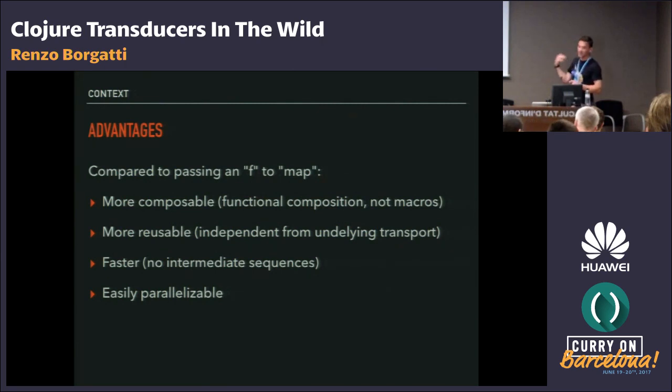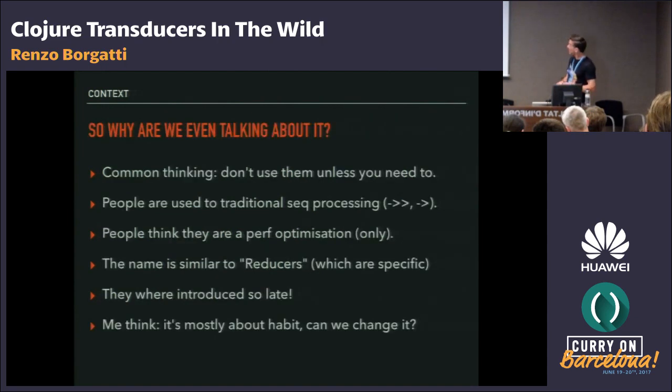For this reason, they are also more reusable. You can adapt them to different transports, so you can use them on the collections that the standard library gives you, but you can also use them on other things. It's also faster because it removes the intermediate sequencing, and it's also easily parallelizable. And we're going to see all of this.